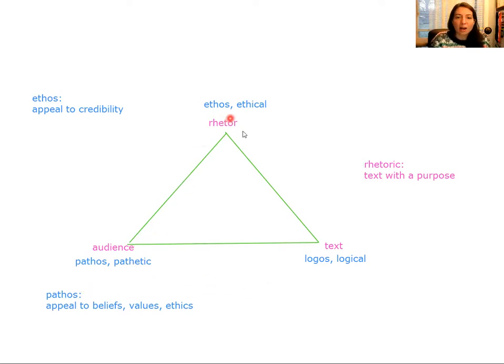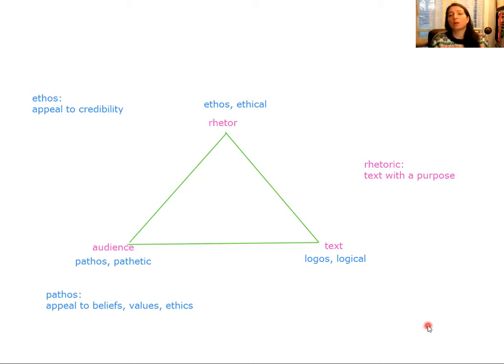And again, all of these are connected because to some extent, the distinctions among them are artificial. There are some things that I would say would probably count more as logos or as ethos or as pathos, depending on the situation and what they are and things like that. But this is a good place to start. It's a good understanding of these appeals.